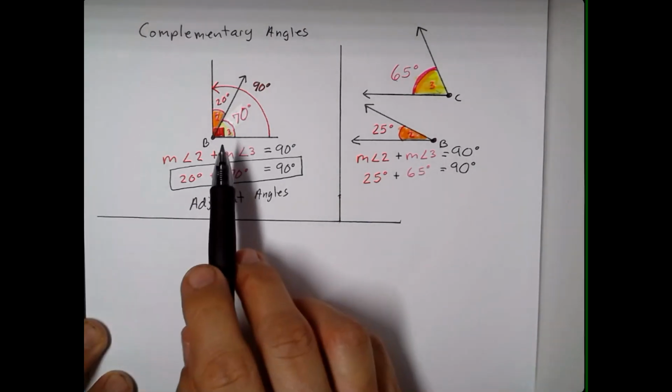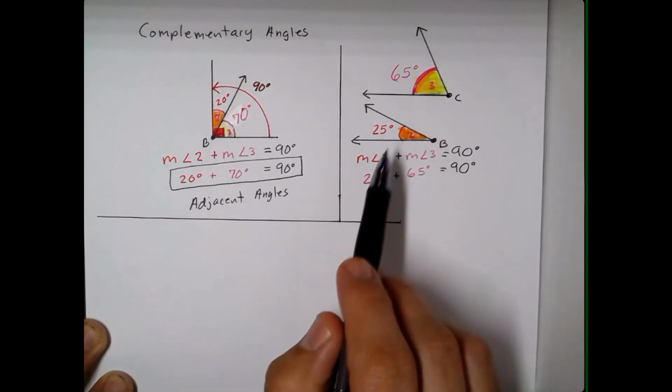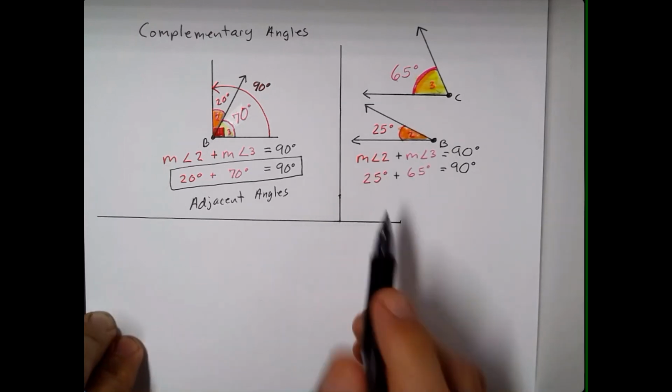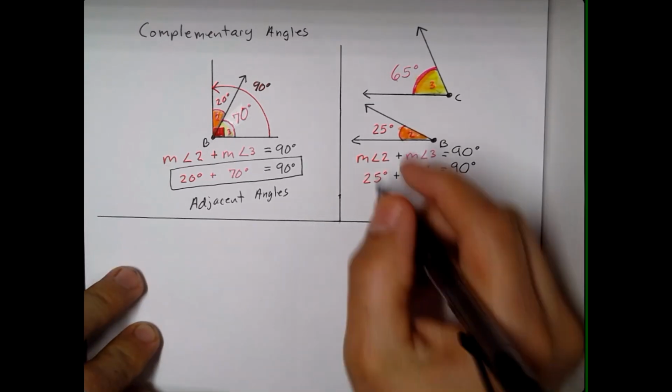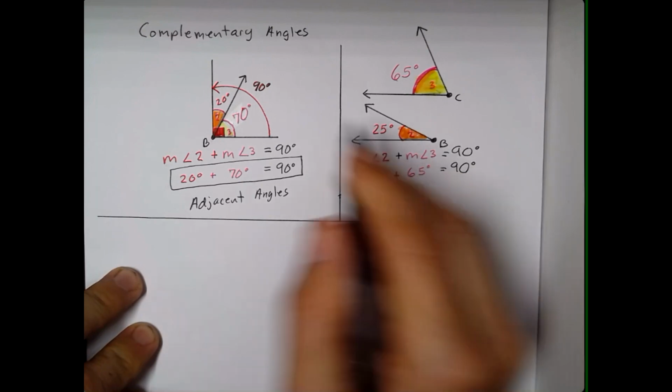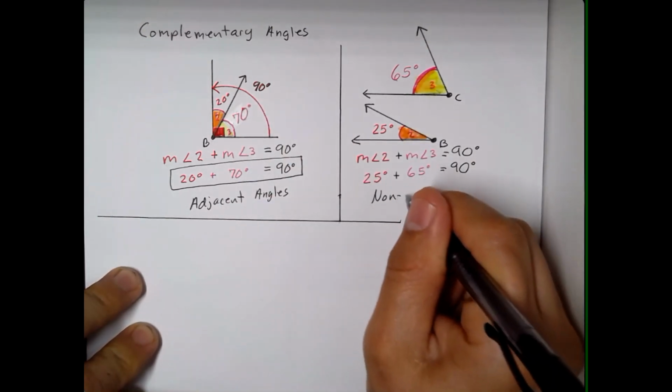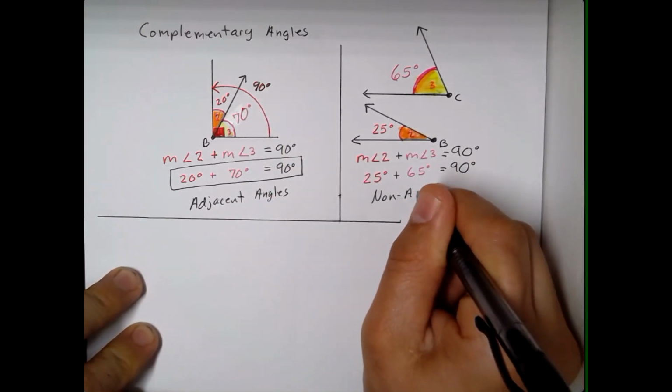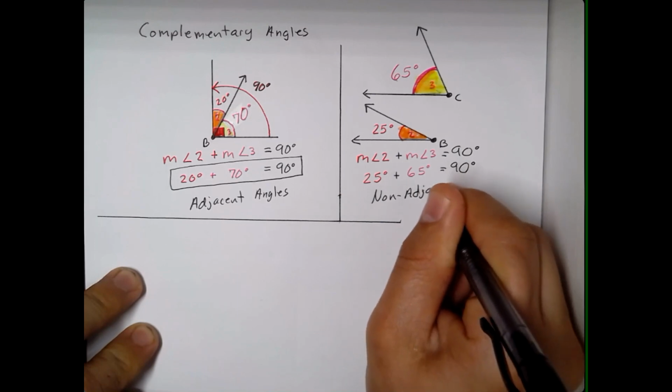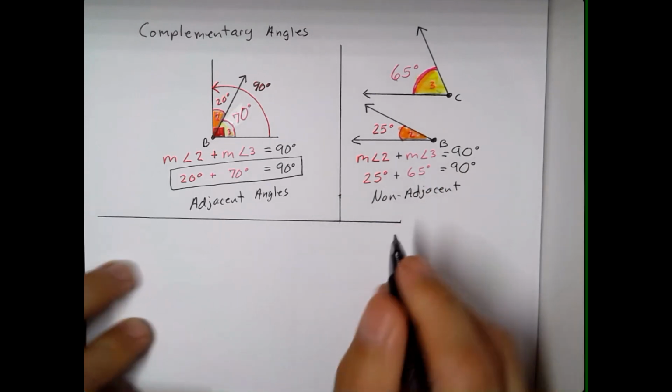Now, unlike this one, where they're adjacent, these two angles are not adjacent. And so what I'm going to say right here is these are complementary, but they are non-adjacent angles that are complementary.